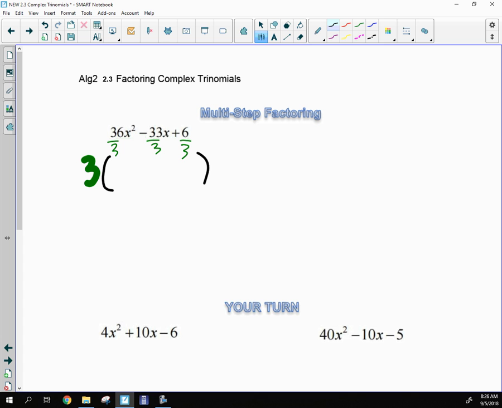What we're going to do with that is treat this as a complex ABC and multiply the first and the last to make our list. So we got 1 and 24, we have 2 and 12, we have 3 and 8, 4 and 6. Out of that list, there's only one that can make an 11. So to make a negative 11, it would have to be negative 3 and negative 8. So I can take this and I put negative 3x and negative 8x. And then I bring down the first term, I bring down the last term.